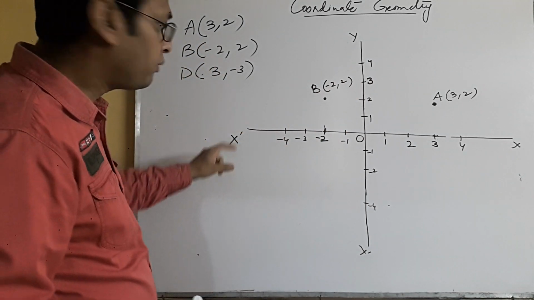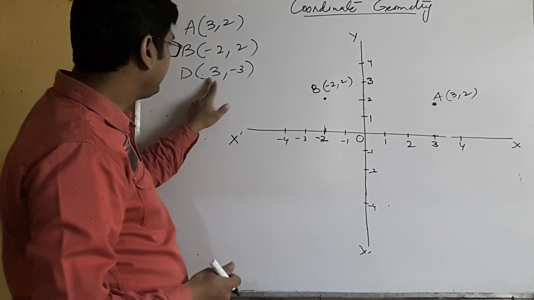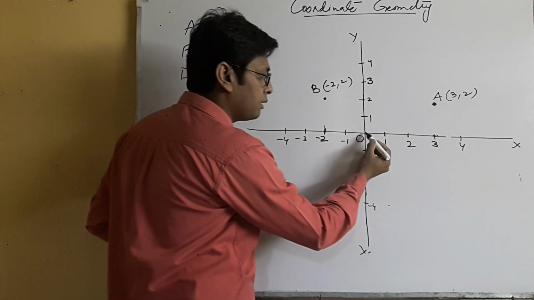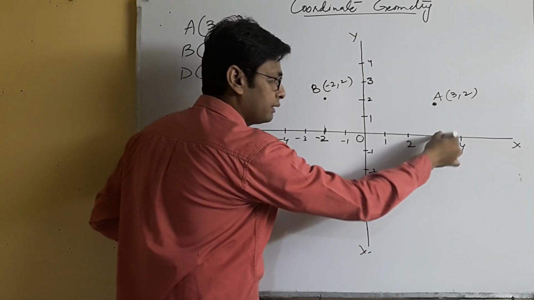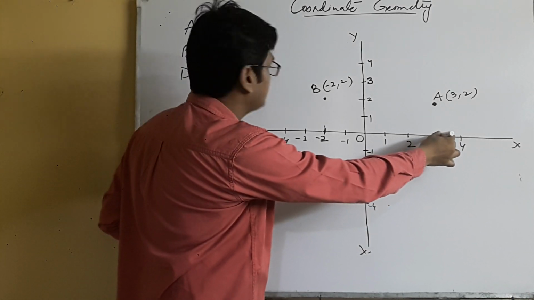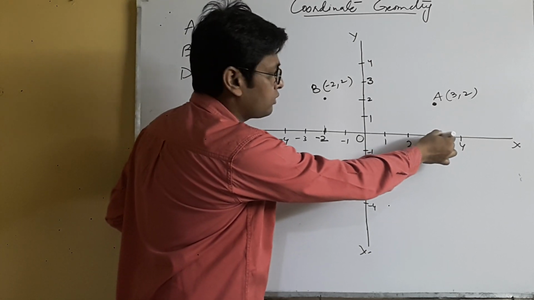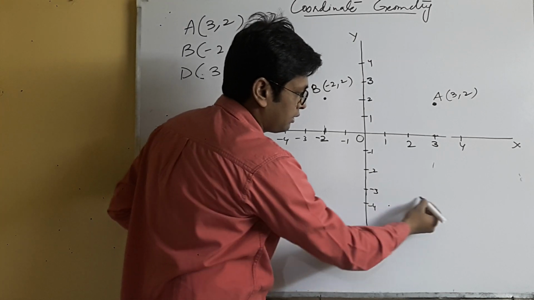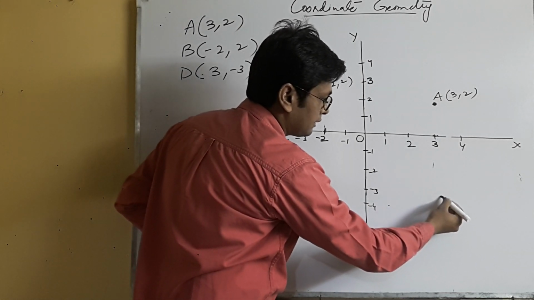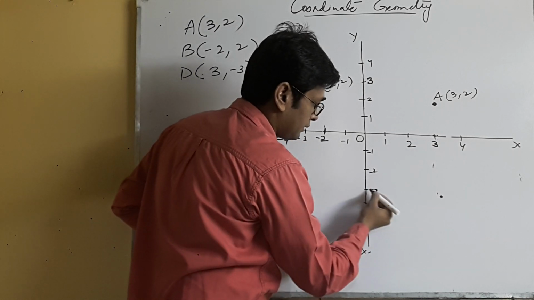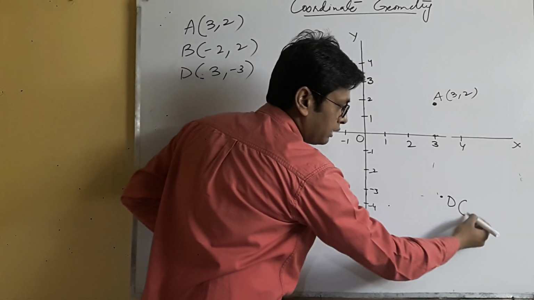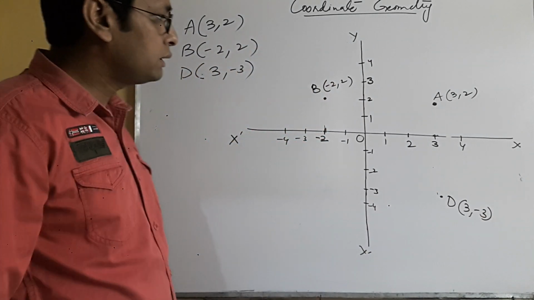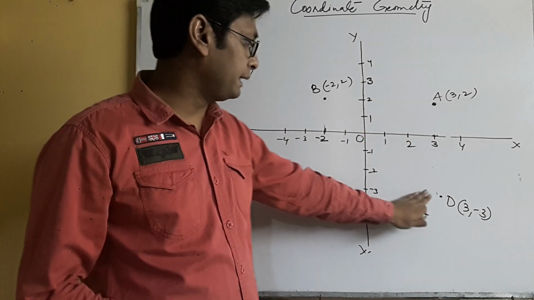After that it's the turn of point D, and point D coordinates are (3, -3). First I will come to 3 on the x-axis, then y is -3, so I will mark it like this. This is the point D. So you can all see this: this is the point A, B and D.